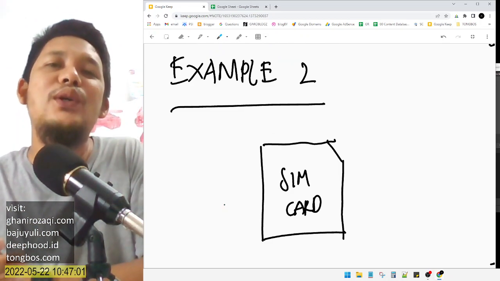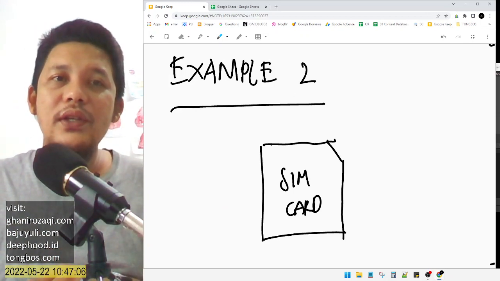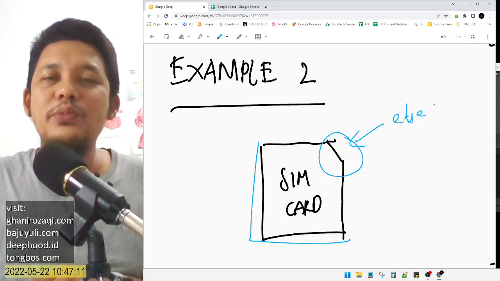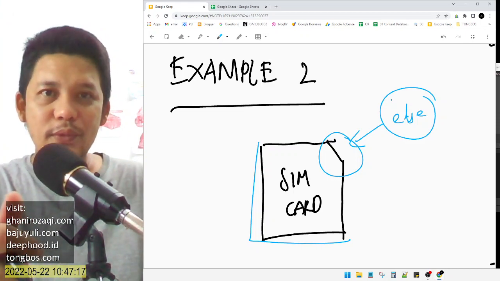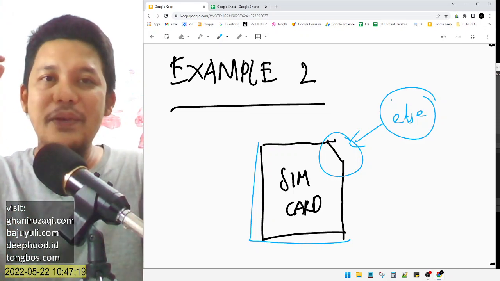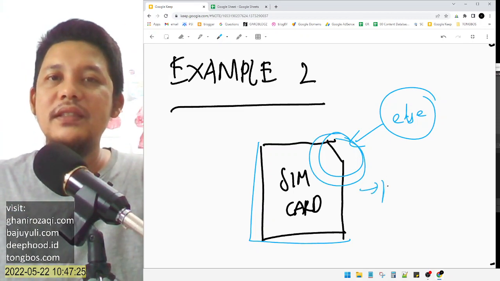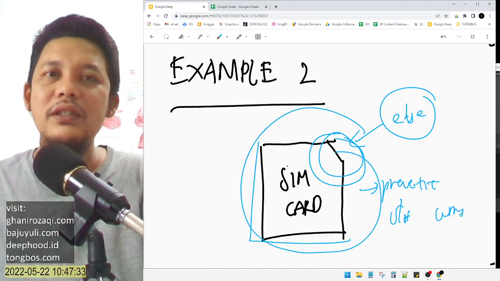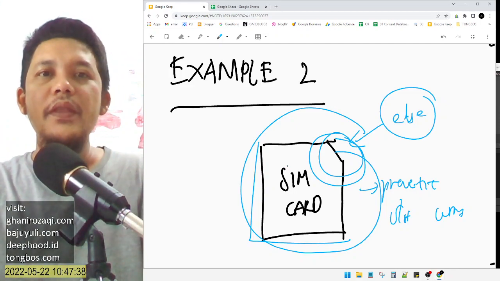And then the second example, which is really near to all of us, is the SIM card. You know, this SIM card, this rectangle has this cut edge. This edge is to prevent us from slotting in the SIM card wrongly. So we must put it in correctly. They put this cut edge, so it prevents us from slotting it in wrongly. Okay, it's a really cool example because it's really simple. Just cut the edge, and then we never slot it in wrongly. Okay, I hope you understand.